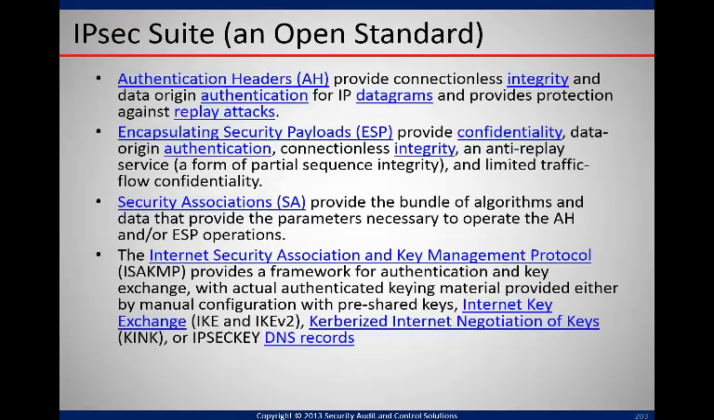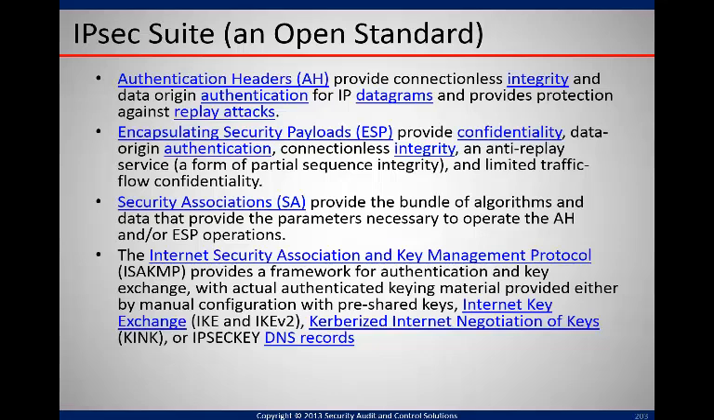Now, the open standard, the authentication header, provides connectionless integrity and data origin authentication for IP datagrams and provides protection against replay attacks. When you look at the data origin authentication, this is where you need to understand that we cannot NAT IPsec, as the source and destination do not correlate anymore. The Encapsulating Security Payload provides confidentiality, data origin authentication, connectionless integrity, and an anti-replay service, a form of partial sequence integrity, and limited traffic flow confidentiality.